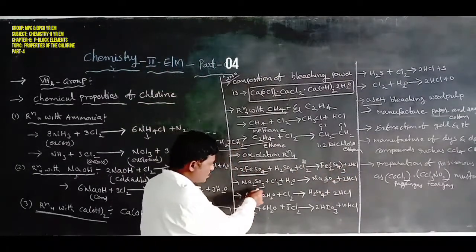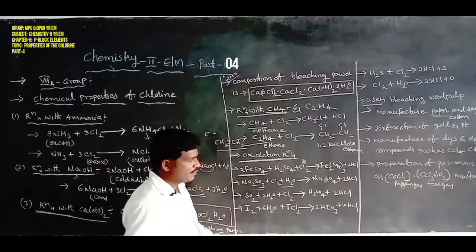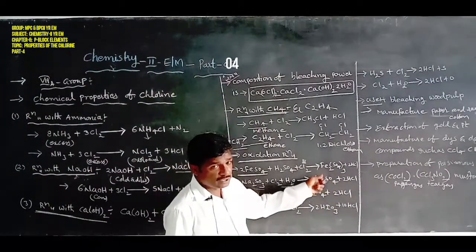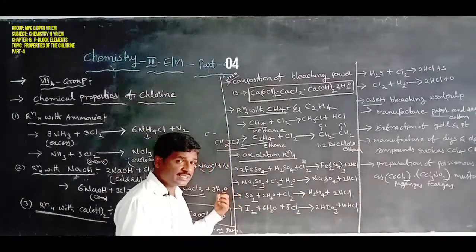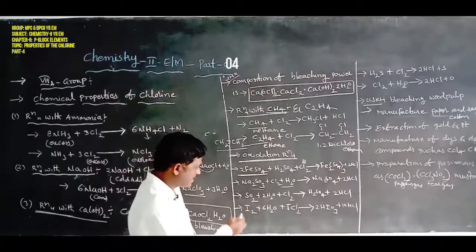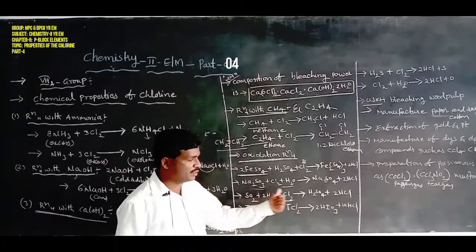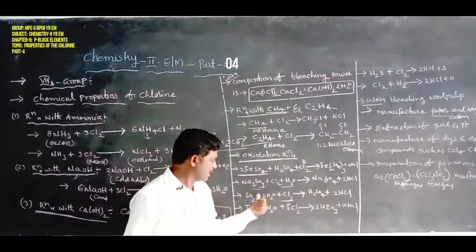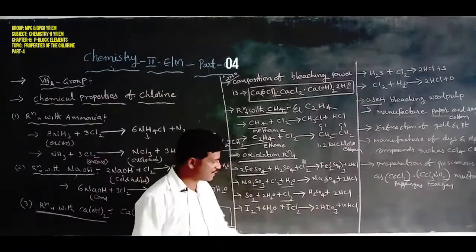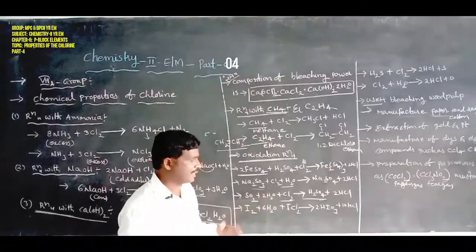Next, another one: sodium sulfite oxidizes with chlorine to form sodium sulfate, Na2SO4. Sulfite oxidizes to sulfate. Next, chlorine oxidizes sulfur dioxide to sulfuric acid, H2SO4.